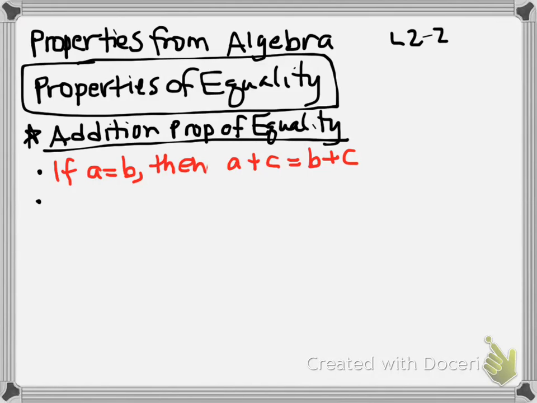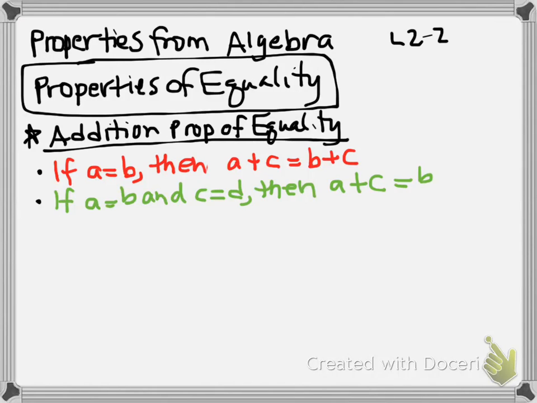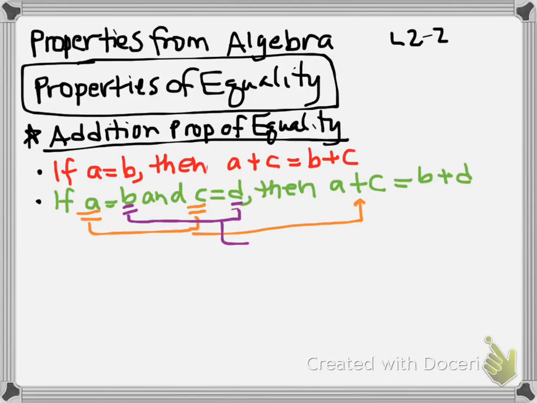So I'll do him in a different color. So if we have two equations, A equals B and C equals D, then A plus C equals B plus D. And where those values came from is I took the left terms and added them together to get the A plus C. And I took the right terms, added them together for the right side of the equation.